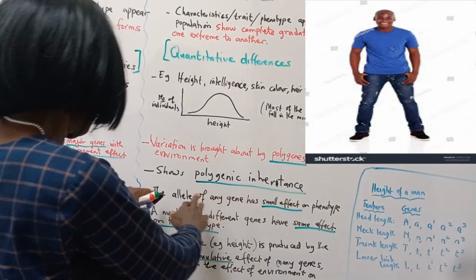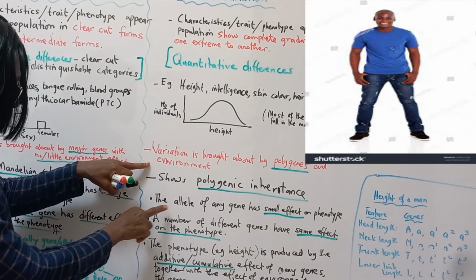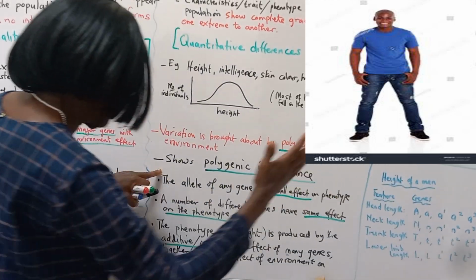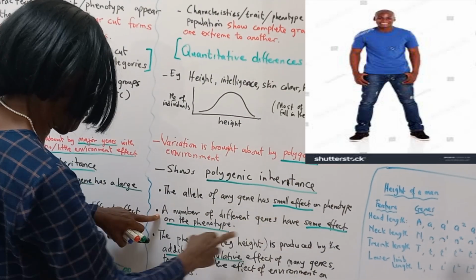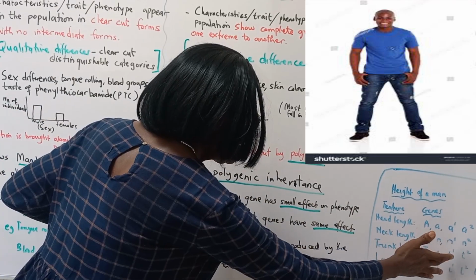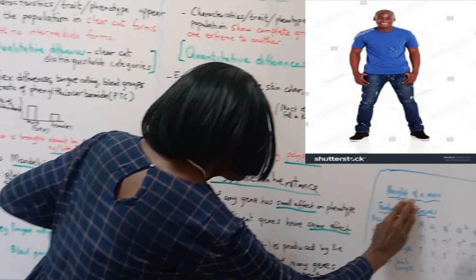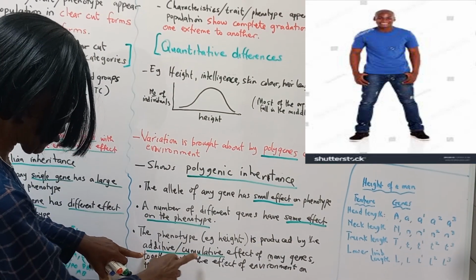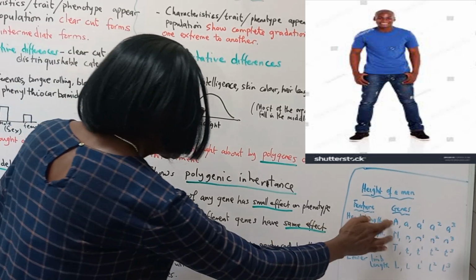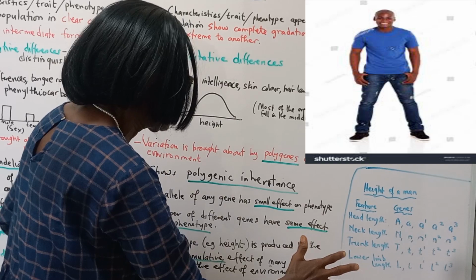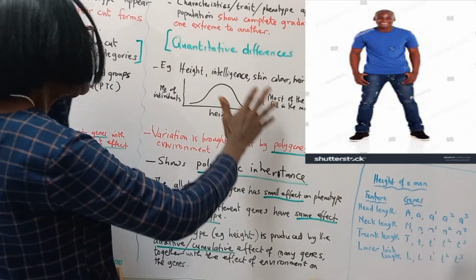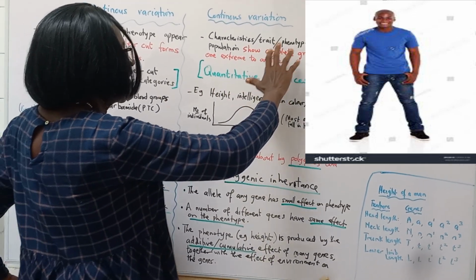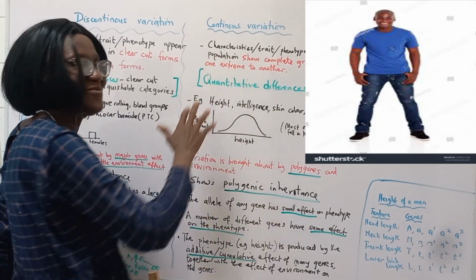So polygenic inheritance, as we have said, the allele of any gene has a small effect. These are the genes. Each one has a small effect. A number of different genes have the same effects on the phenotype height. So these different genes, they all have the same effect in producing height. The phenotype, that is the height, is produced by the additive or cumulative effect of many genes. So all the genes here will form the height. No wonder you have a complete gradation from one extreme to another if the character is continuous variation.